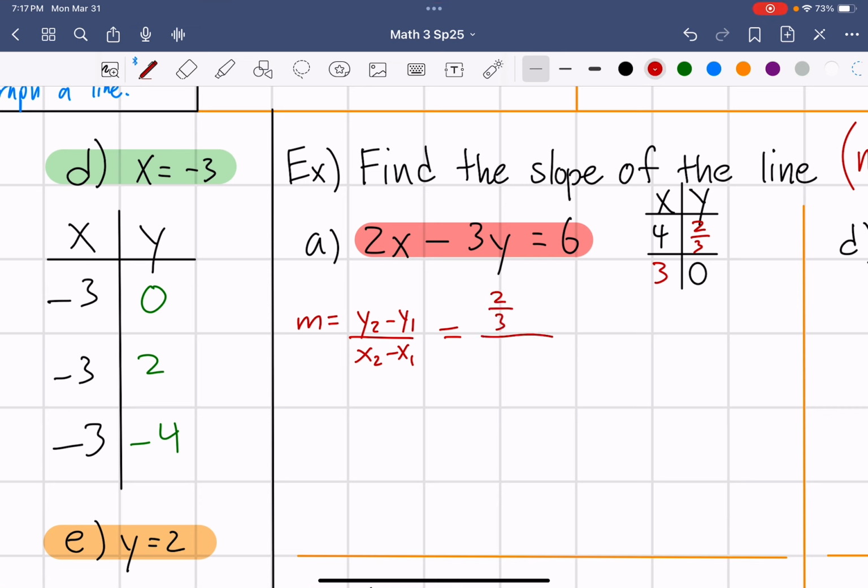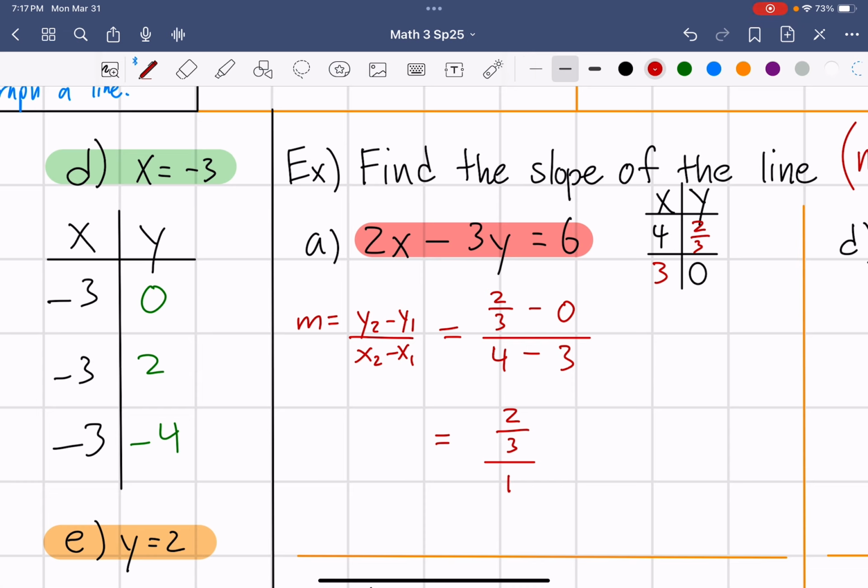It's going to look like this: 2/3 all over 4. And then minus. Now I want to choose the next ordered pair where the y is above and the x is below. So 0 and 3. Now what does that give me? On the numerator is going to be 2 over 3. And the denominator is going to be 4 minus 3, which is 1.